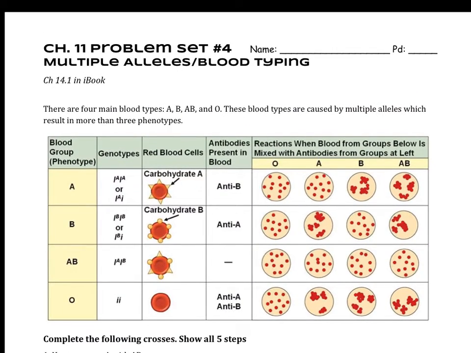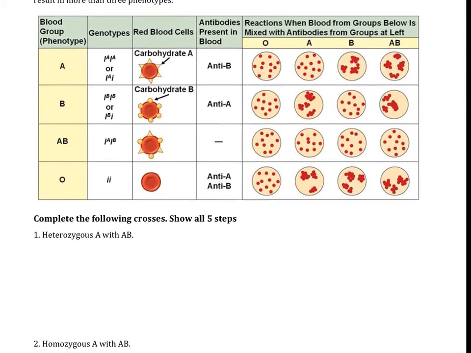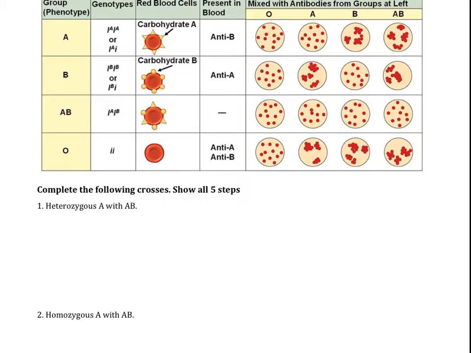Okay, so here's your first problem. Again, there's a table in here for you. The first thing you've got to do is figure out what the heterozygous A stands for. So remember, heterozygous means different alleles. So heterozygous A is going to look like this, just like in this example right here. Okay? Then you're going to cross this with a person that has AB. It's going to look like this.